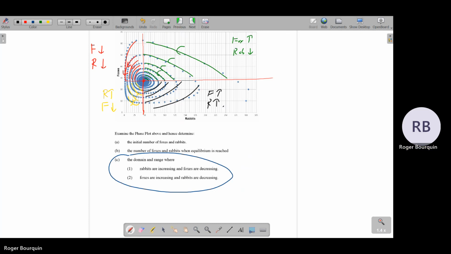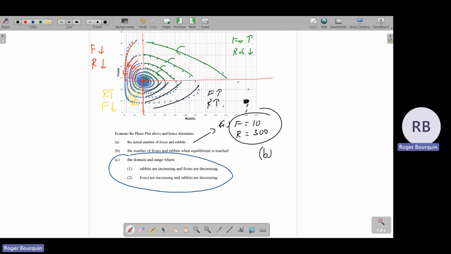Okay, so initial number of foxes and rabbits, guys. What did you get for that? I said foxes were 10. The initial point is over here, guys, that's your initial point over there. So foxes is equal to 10 and rabbits is equal to 300. Are we happy with that? Okay, off we go. Try B and C. C, I'll help you with that.